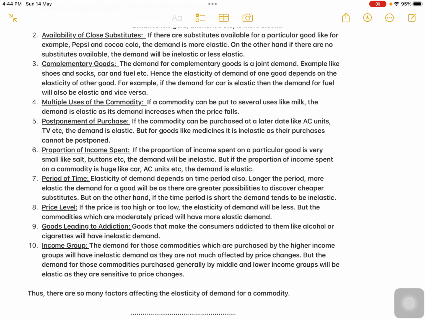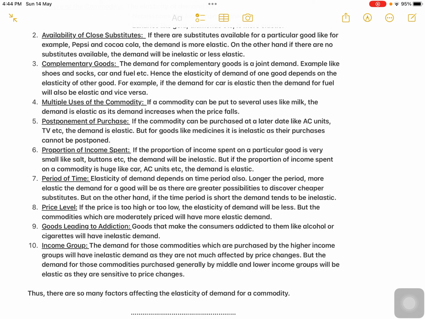So the demand for complementary goods is a joint demand, like shoes and socks, car and fuel, etc. The demand for one commodity depends upon the demand for another commodity. If the demand for car is elastic, the demand for fuel will also be elastic. If the demand for shoes is inelastic, the demand for socks will also be inelastic. So the elasticity of demand of one commodity depends upon the elasticity of demand for another commodity. Okay, that is complementary goods.